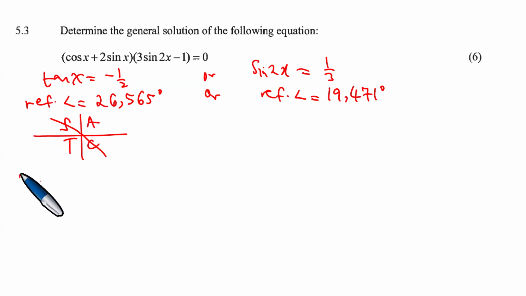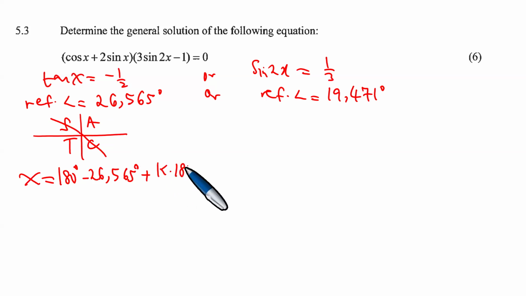Therefore, x is equal to 180 degrees minus 26.565 degrees plus k times 180 degrees, because the tangent has a period of 180 degrees, and k is an element of the set of integers. This takes us to the second quadrant because we have 180 degrees here.